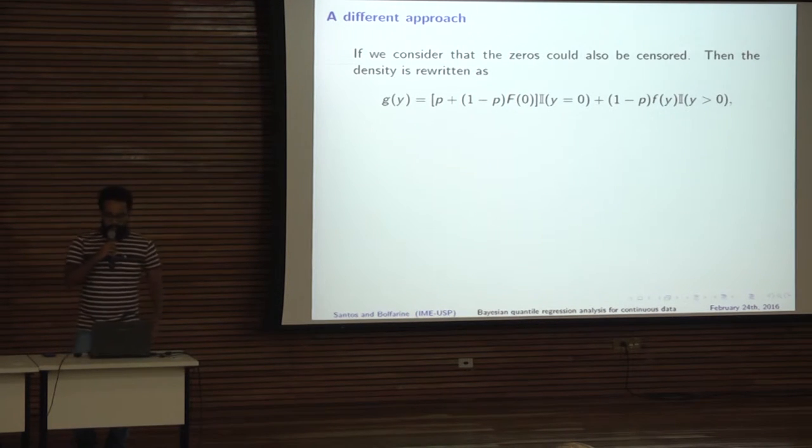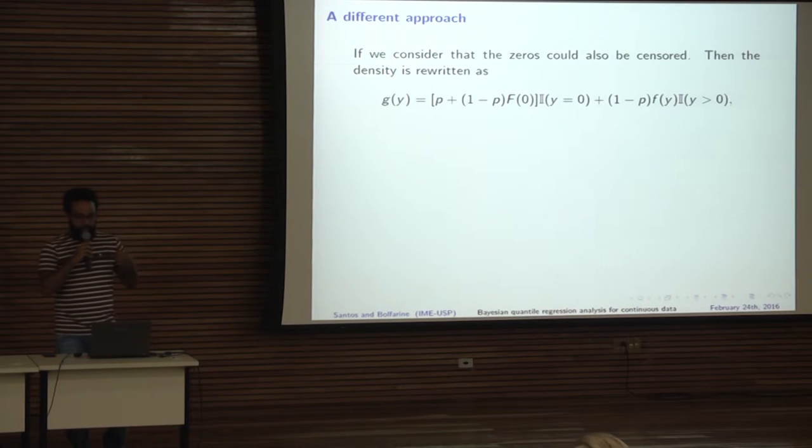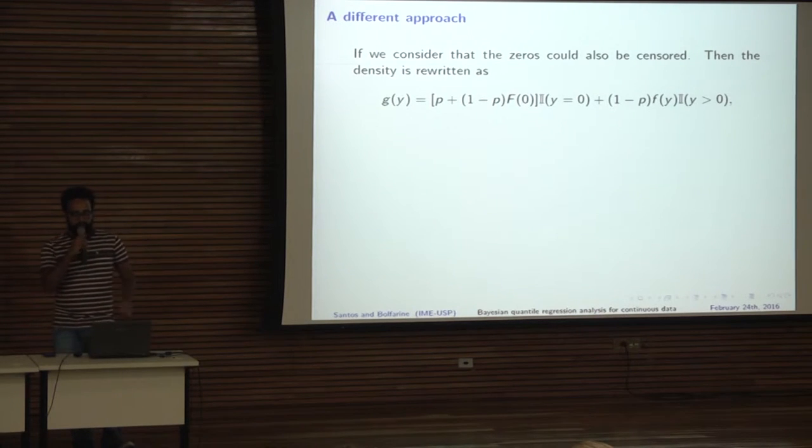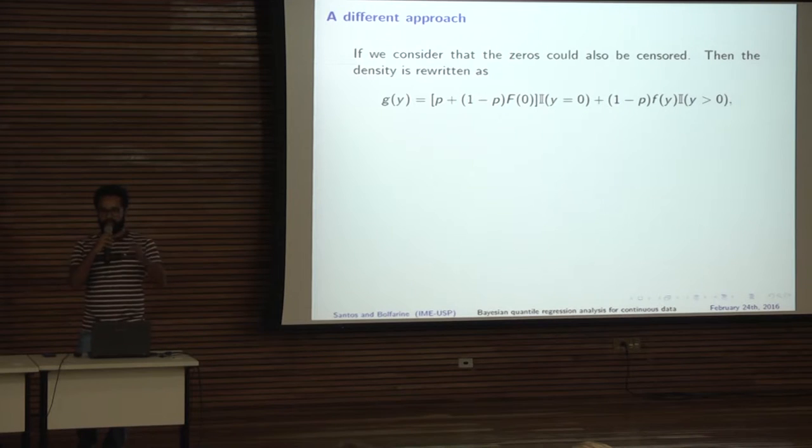really change this model a little bit to consider that those zero observations can actually be censored or be part of this point mass distribution. So we're going to make a small change in the density, actually just adding 1 minus p times the f at zero. And the problem is that you don't observe whether the observation is censored or not. So you have to add another latent variable to study that.